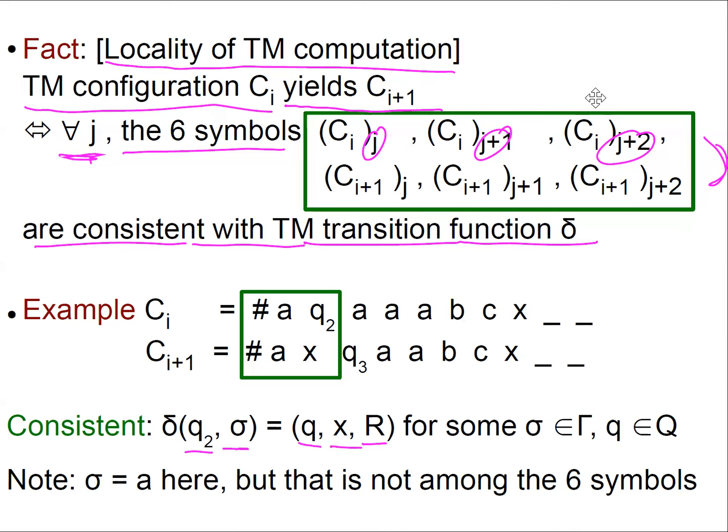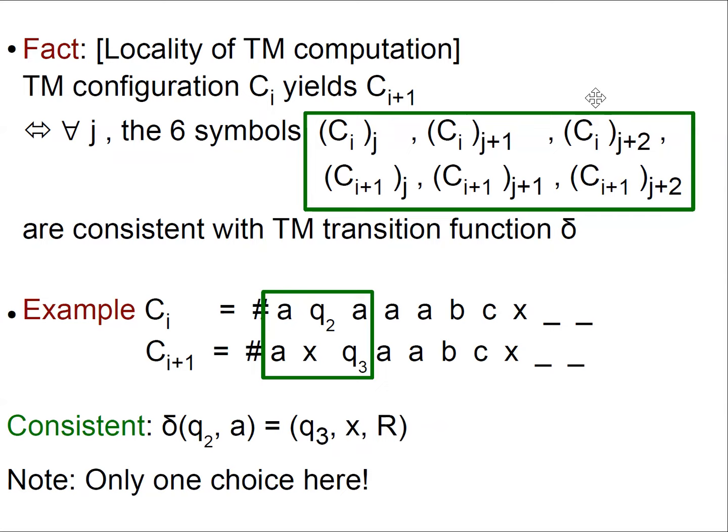Because I don't know what I'm reading, but there could be a symbol sigma that the machine is reading, which would cause me to go to some state, which I don't know where it is, but some state, writing an X. I see the X, so the X has to match the transition. The rest, I don't know. So this check passes, but every check has to pass. And then I move to the next window.